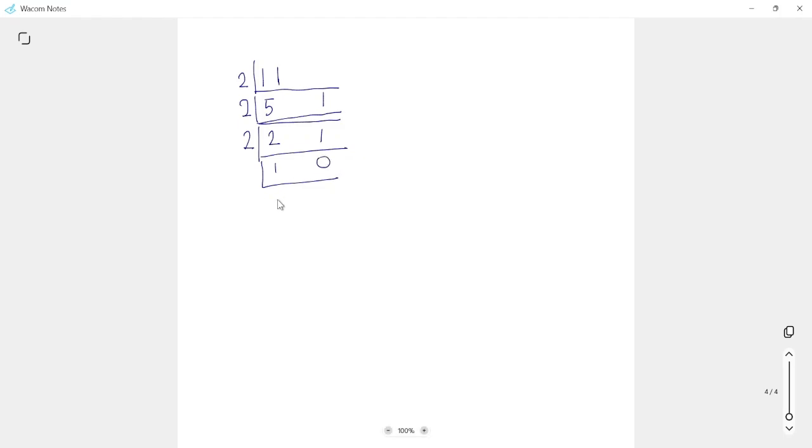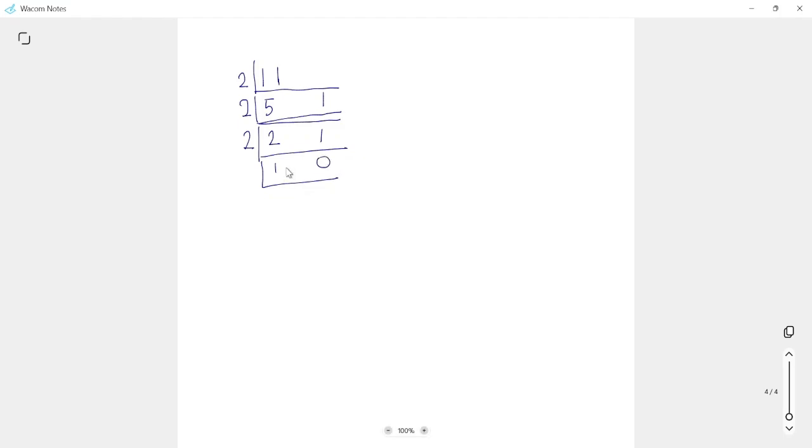and let me show you how that works. Let us take an odd number, 11. I divide by 2. So what do I get? I get 5, but I get a remainder of 1, right? So I divide by 2 again. I get 2 and a remainder of 1. And I divide by 2 again. I get 1 and a remainder of 0.